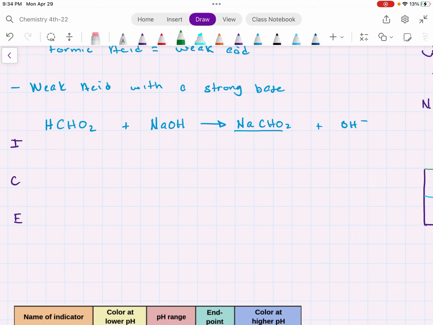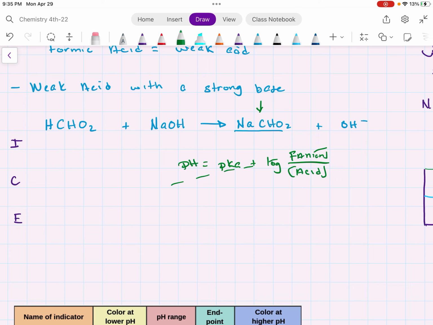However, what's going on right now is we're forming this salt. So we're not going to use the Henderson-Hasselbalch equation, which is pH equals pKa plus the log of the anion over the acid. We're not going to use this one because we're not in the buffer zone. We're past the buffer zone. Now we're at the equivalence point.